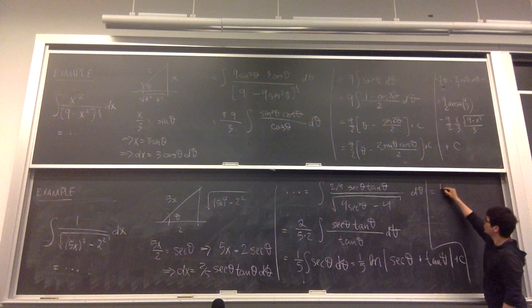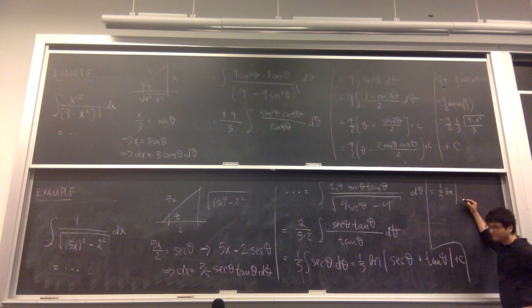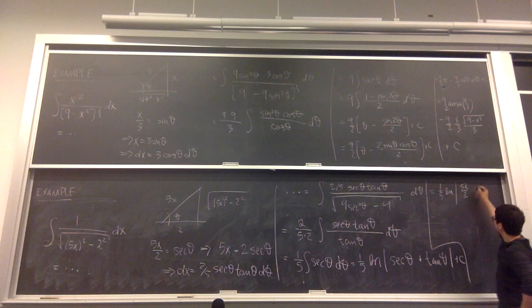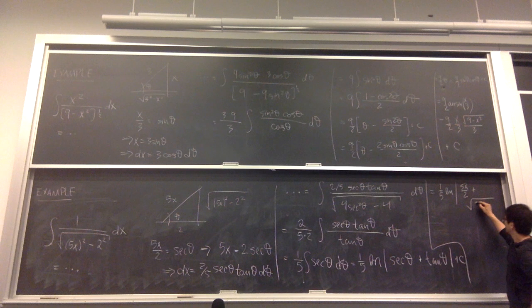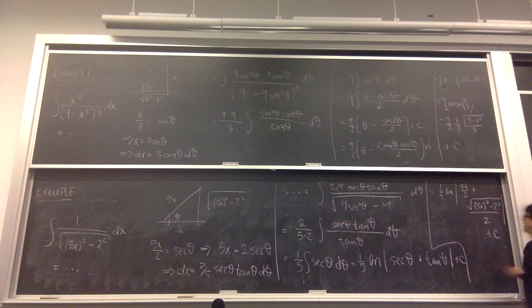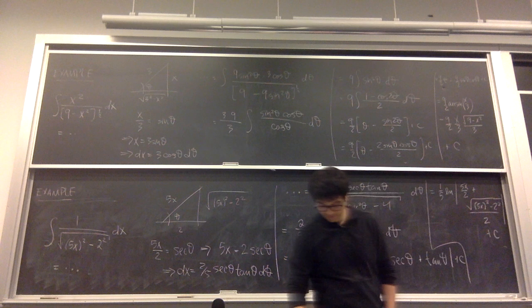Okay, so this is 1/5 ln. Secant theta is what? Look at the reference triangle. What is secant theta? 5x over 2. And what is tan theta? The whole square root of 5x squared minus 2 squared, over 2, plus C. Just keep in mind that you can pull out the half the same way we did last time. Sorry, I'm just running out of board space. How's that? All right, let's do more. But again, the technique's okay as long as you remember the various, yes, sir.